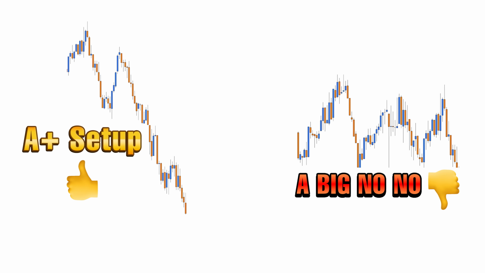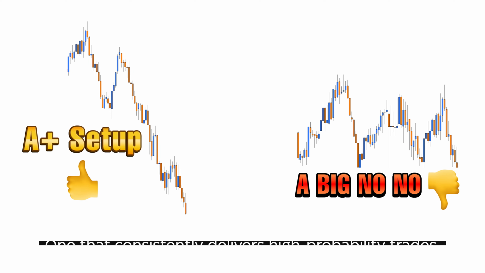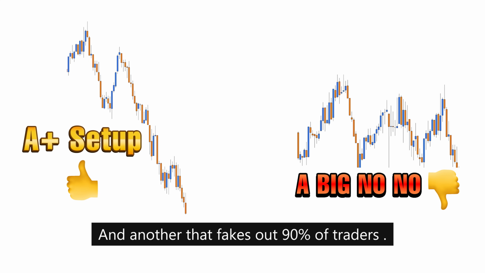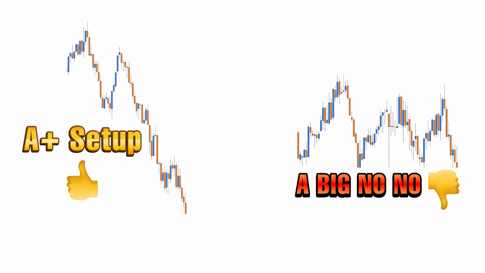So today, I'm going to show you two patterns: one that consistently delivers high probability trades, and another that fakes out 90% of traders. Not because the higher time frame looked bad, but because the lower time frame structure wasn't clean. Let's get straight into it.